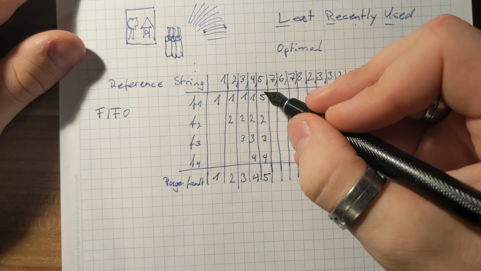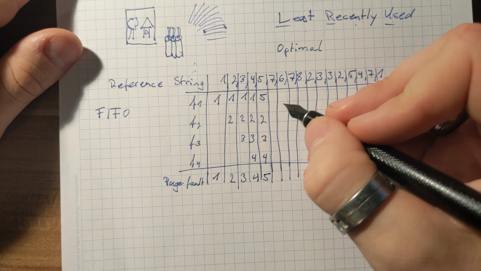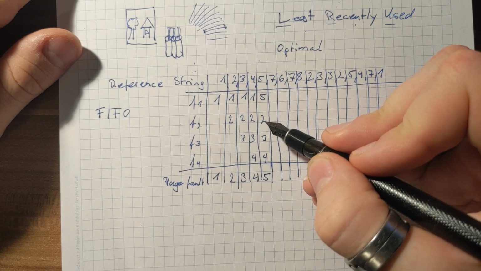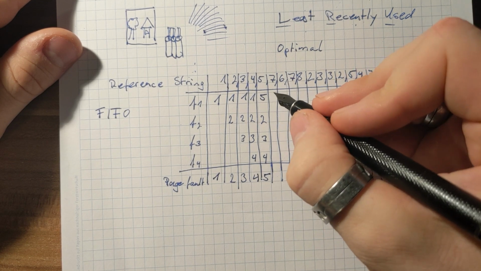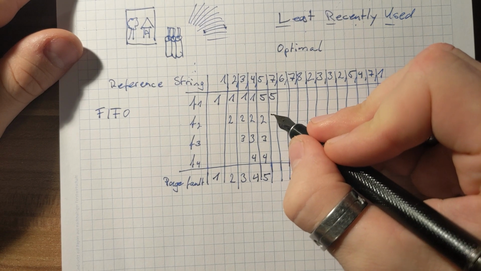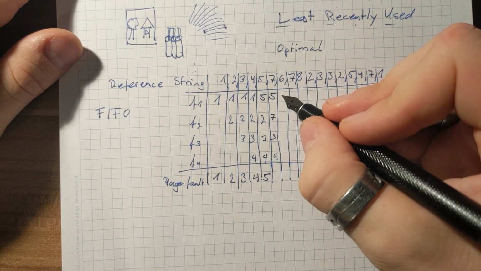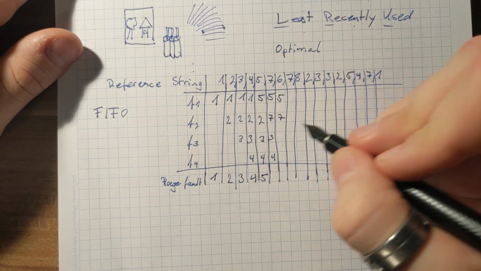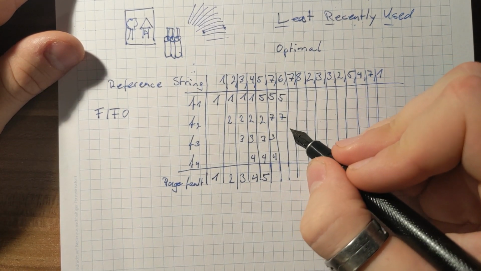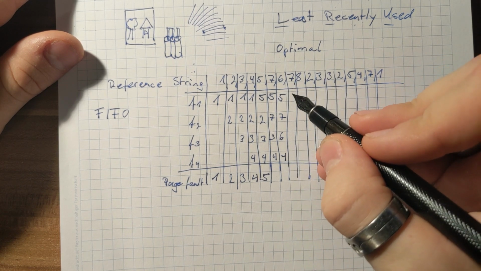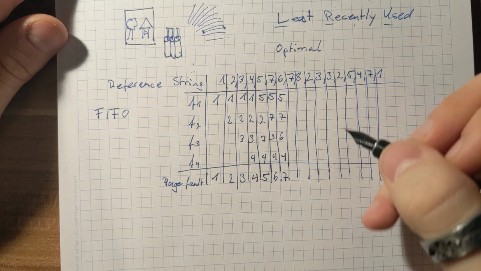Now we have the 7. It isn't in here yet, so we have to replace something. Now after the 1, the thing that was in the longest is the 2, so we replace that. So we have 5, 7, 3, 4. Then we want to load the 6, we do the same again. Now the 3 is the one that has been the longest in memory, so we replace that. And then here we have a 7. Oh, and of course we count our page faults.